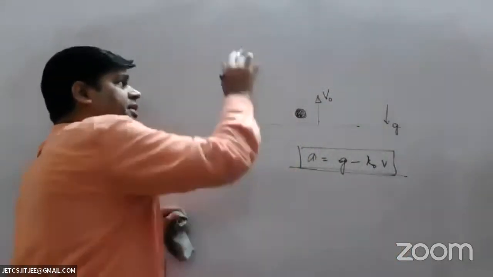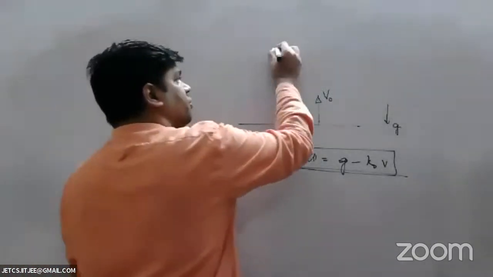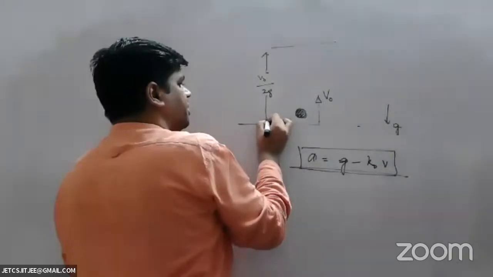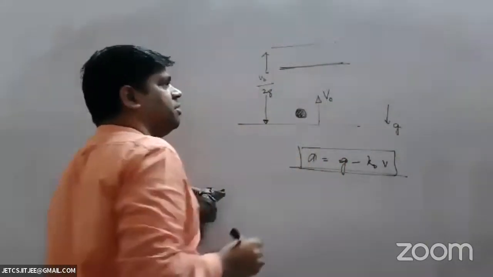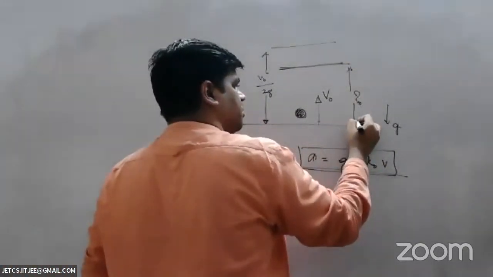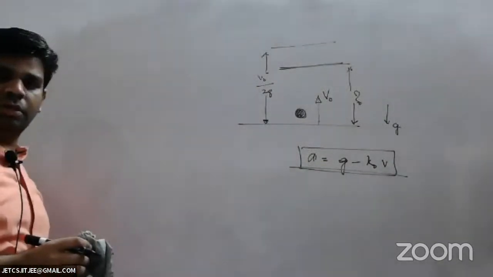Now the question is, to what height will it go? Obviously, ఆ height కంటే తక్కువనే వెళ్తుంది కదా. v naught square by 2g వరకు వెళ్ళిందంటే without resistance. Resistance వల్ల తగ్గిపోతుంది కదా height. I have to find out this height. All right. Understood the question?